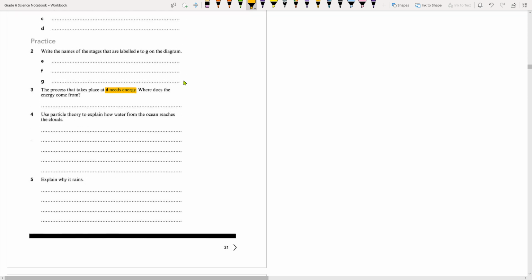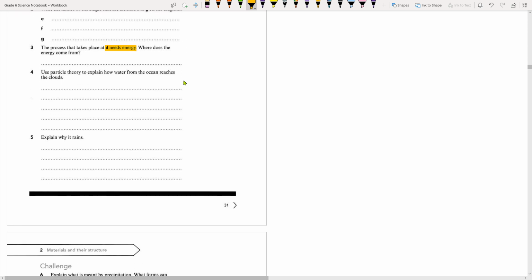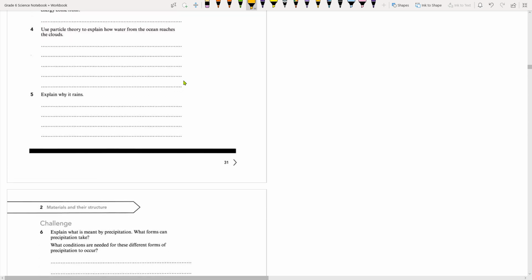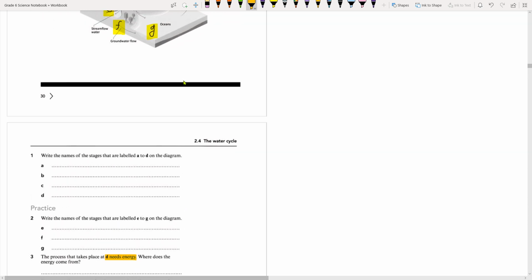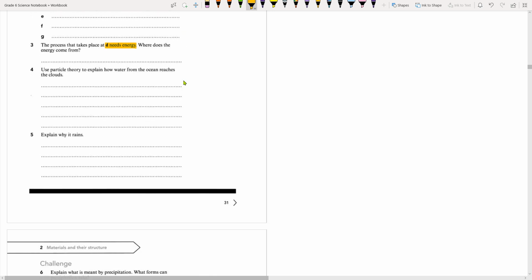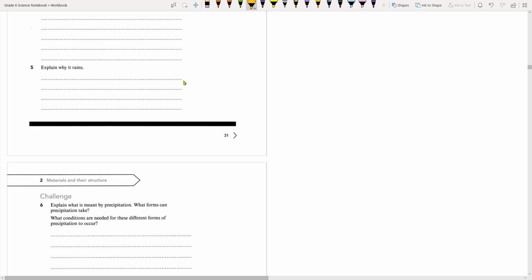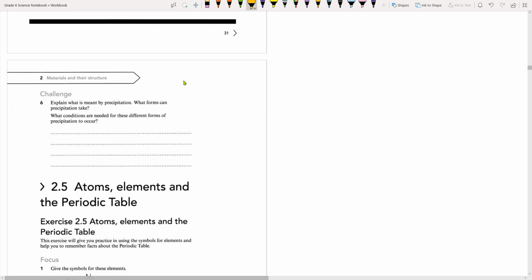Now this I've left empty as a whole, the reason being all of this has been covered already at the back, in the previous part explaining the changes of state. Now explain why it rains. You can explain this in your own words. As I said, the water cycle is nothing new for you, so I'm going to let you write your own answers in that manner. So I'm just going to leave it open.